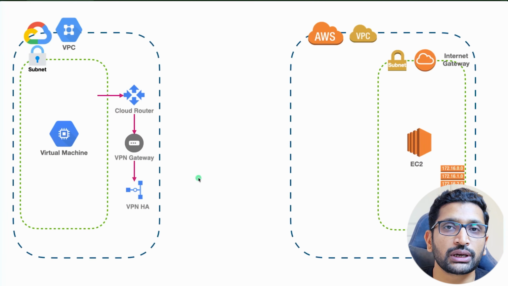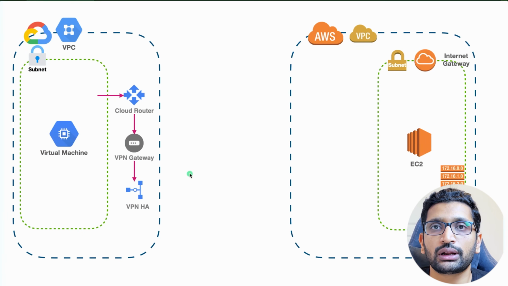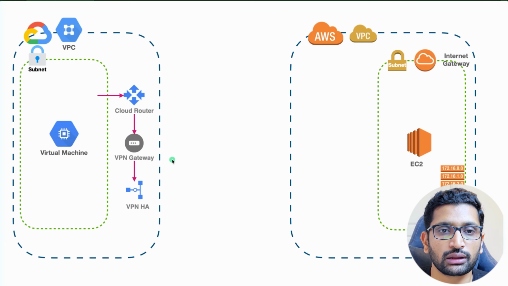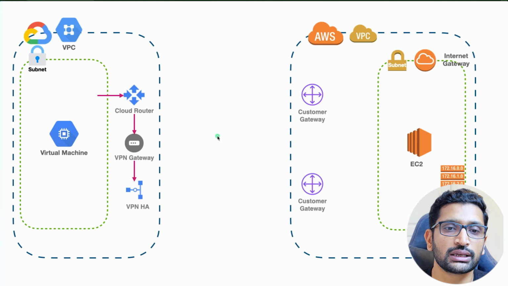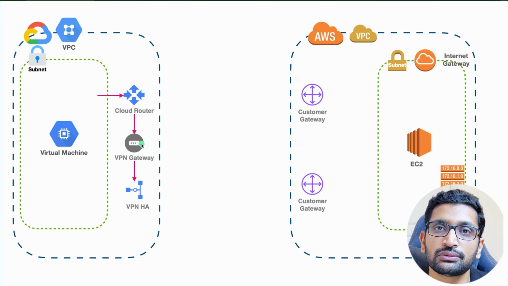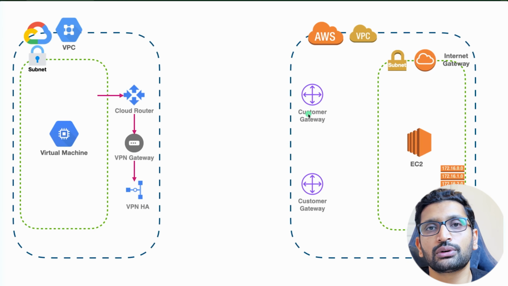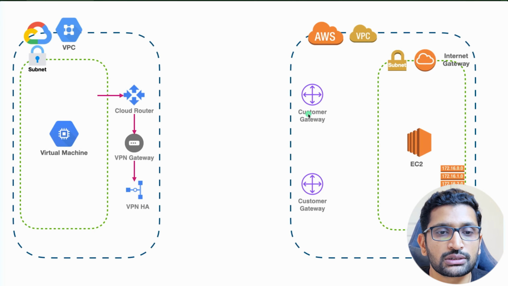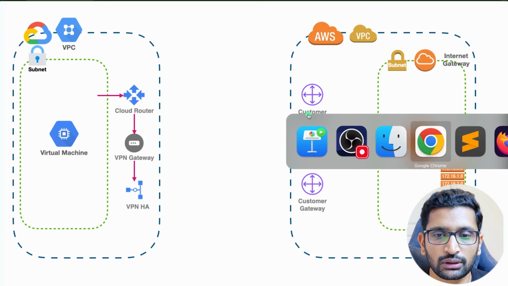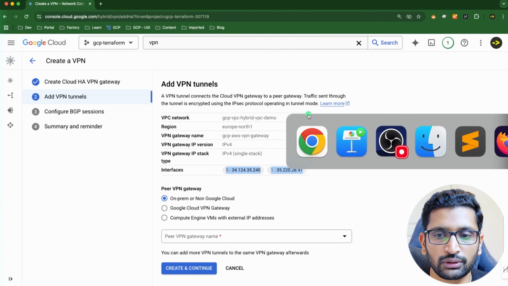And before we jump to the AWS side, let's take a look at the diagram once again. Now we have accomplished this much of the setup. The next thing we are going to do is create a customer gateway based on the interface IPs which we got from the GCP side. And these IPs we are going to use to create our customer gateways. So let's jump to the AWS console.